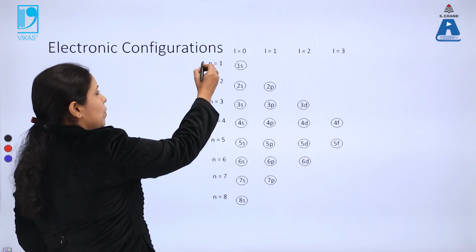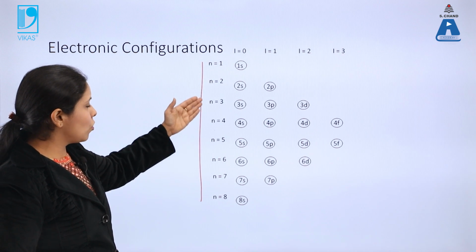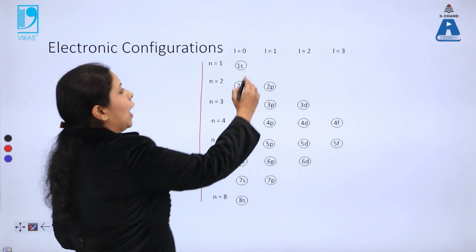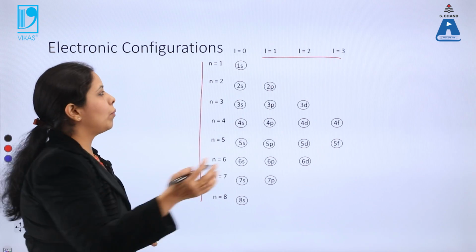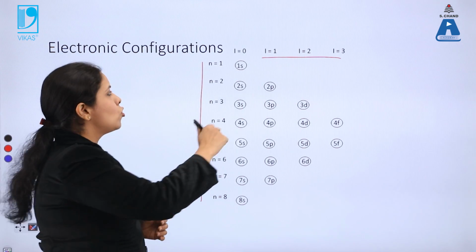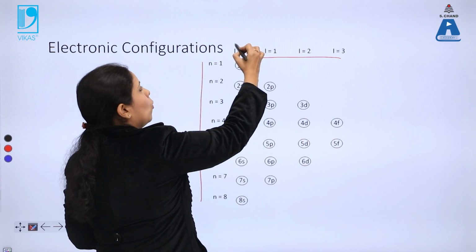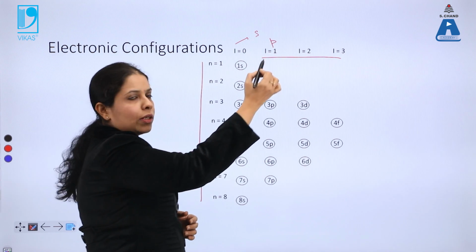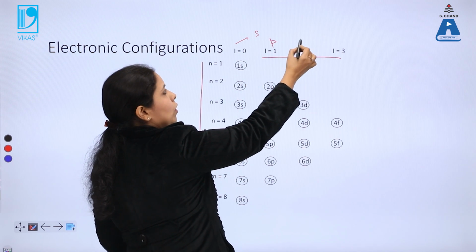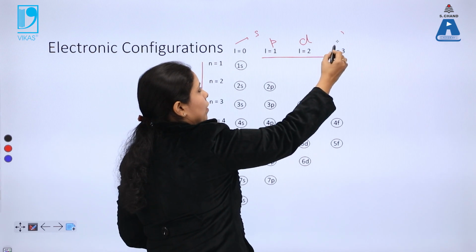This is our principal quantum number, shown as n equals 1, 2, 3 and so on. And these are our subshells, also known as the azimuthal quantum number. The values are shown over here. When l equals 0, the orbitals are s. When l equals 1, it is p orbital. When l equals 2, they are d orbitals. When l equals 3, they are f orbitals.